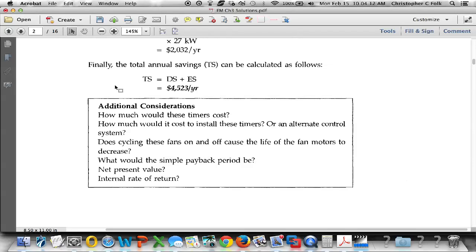And then he asks a couple of questions about things that are coming up in the next chapter. What is the simple payback period? What is the net present value? And also the internal rate of return. Those we're going to look at in a couple weeks.